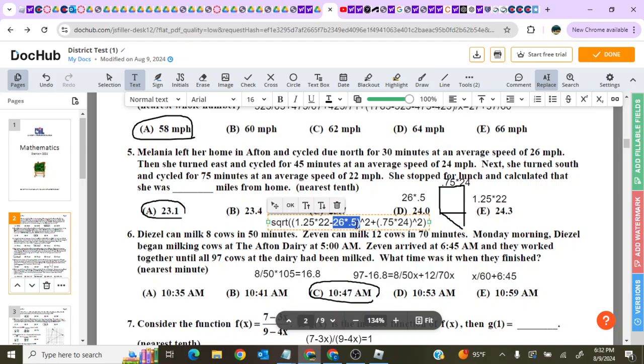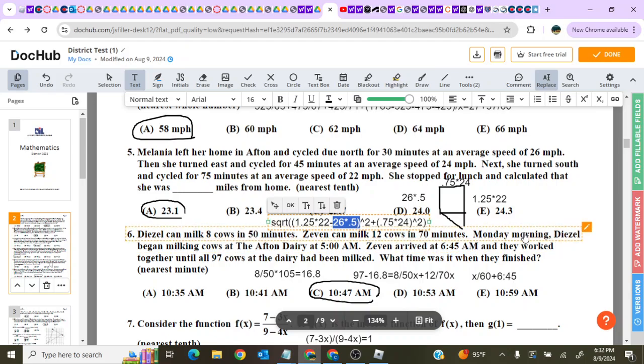Diesel can milk 8 cows in 50 minutes. Zevin can milk 12 cows in 70 minutes. And Diesel begins milking cows at 5 a.m. Zevin arrives at 5:45 a.m. and they work until all 97 cows have been milked. What time is it when they finish?